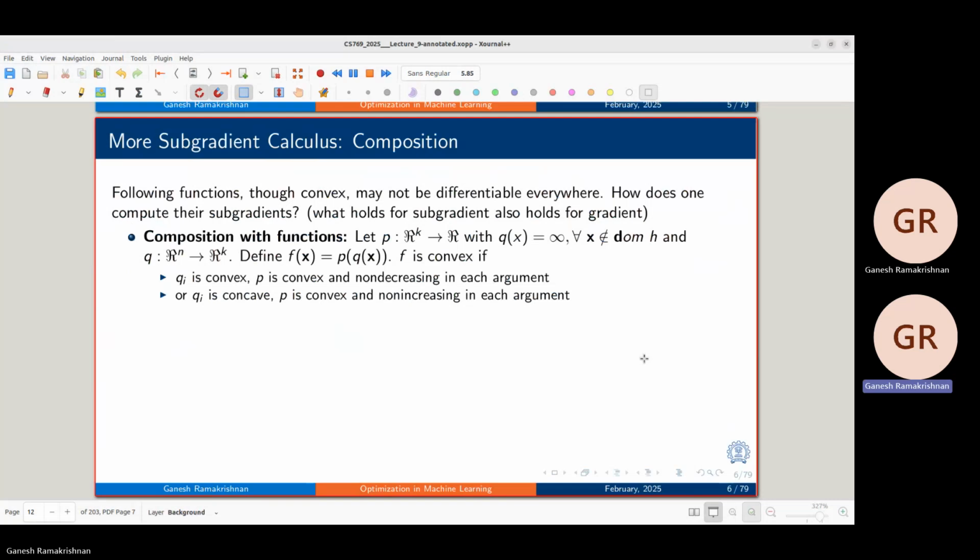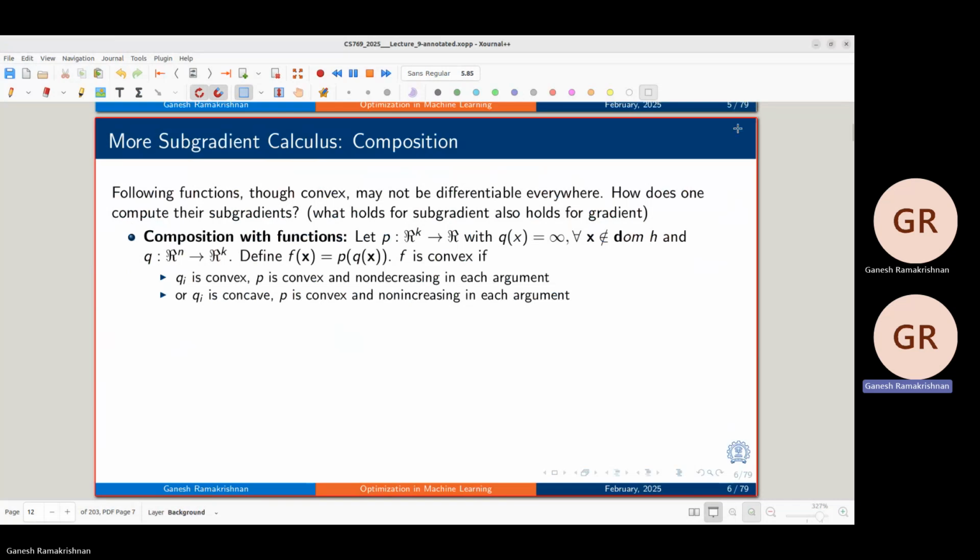Okay, so you can do the same thing with each argument. Qi is convex, P is convex and non-decreasing in each argument, or Qi is concave in each argument and P is convex and non-increasing in each argument. Of course, Qi is just one argument. I don't have to say "in each argument" for Qi's, only for P's.